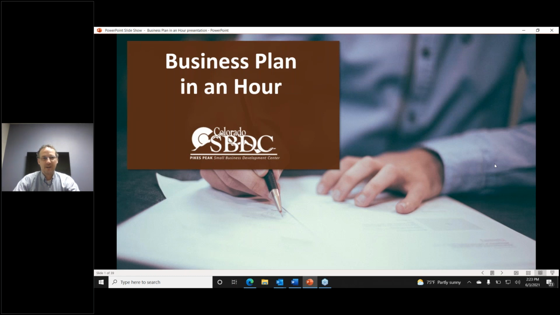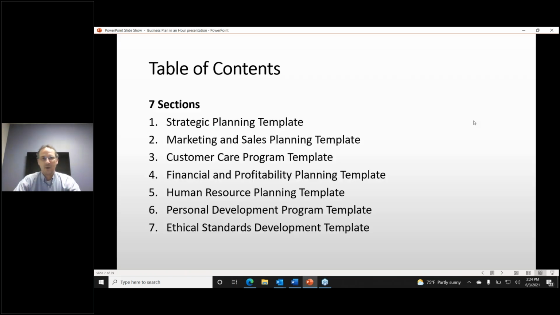Region. Today we're going to talk about business plan in an hour. This is going to sound like it's going to go really quick, but this is a great snapshot for you to consider as you continue to grow, stabilize, and transition your business to others. What we're going to cover today is 7 sections of a business strategic plan template.